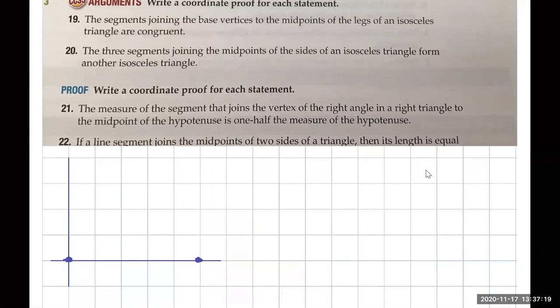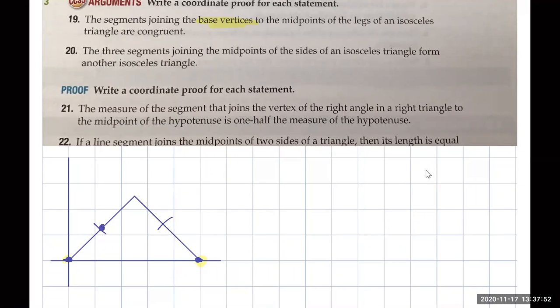They mentioned something about the legs of the isosceles triangle. It does not say that it has to be a right triangle, so I'm not going to mark that as a right triangle, but this is an isosceles triangle. The segments joining the base vertices, I'll highlight what that means. These are the base vertices, the base of the isosceles triangle, connecting to the midpoints of the legs. So if these are the legs, let's identify where the midpoint would be.